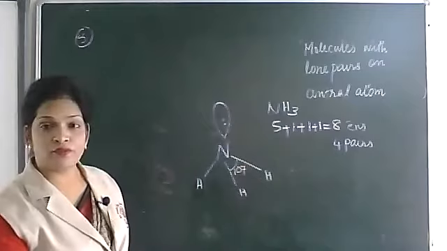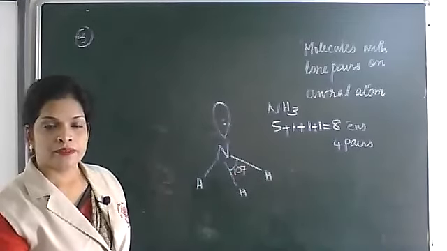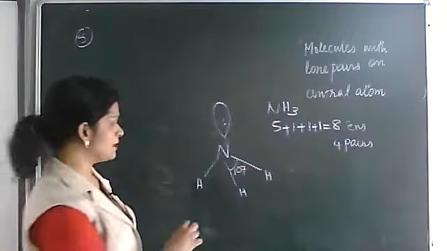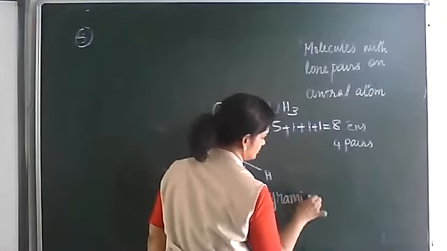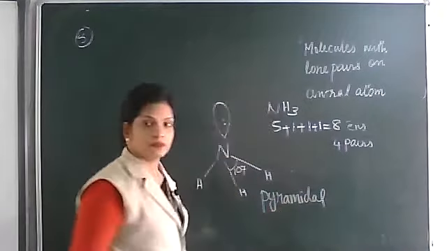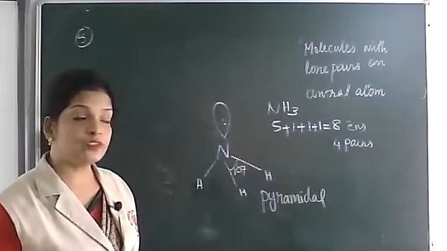So here only one lone pair. The next structure is, so this is pyramidal structure. Next example is water with two lone pairs.